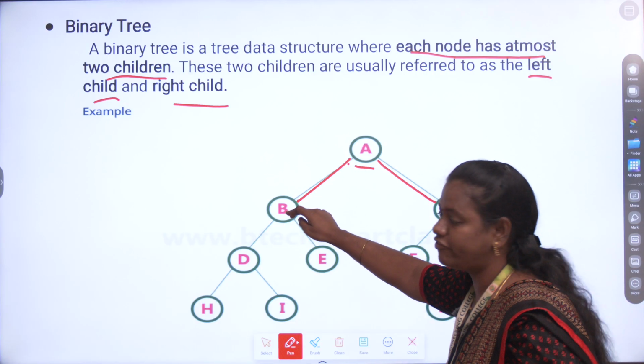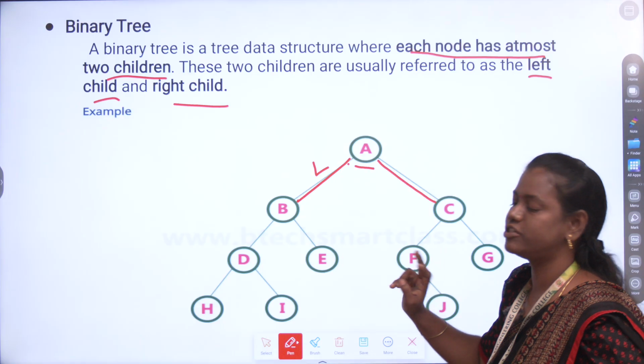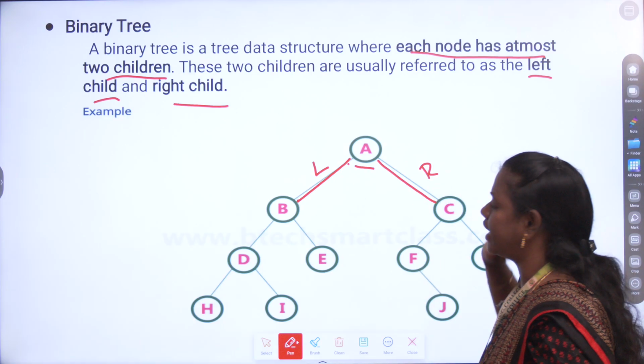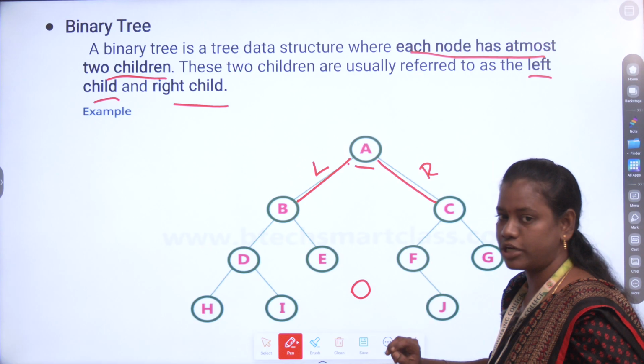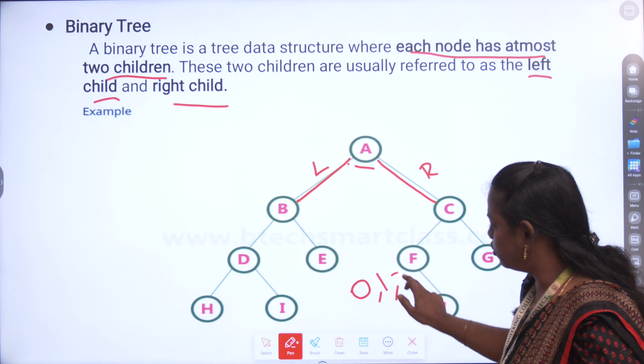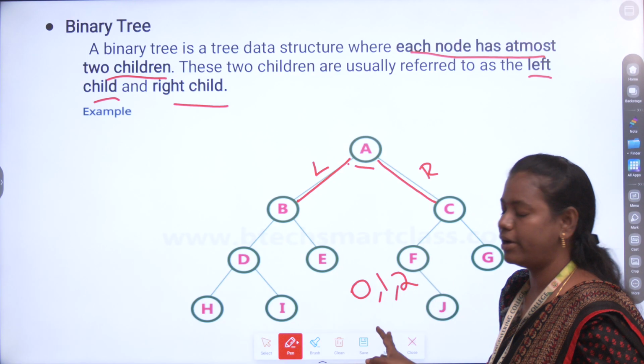Here A has only 2 subdivisions. So A to B is called the left child, and then A to C is your right child. Likewise for each node, either it contains 0 child or 1 child or 2 children, not more than 2 children. So this is your concept of binary tree.